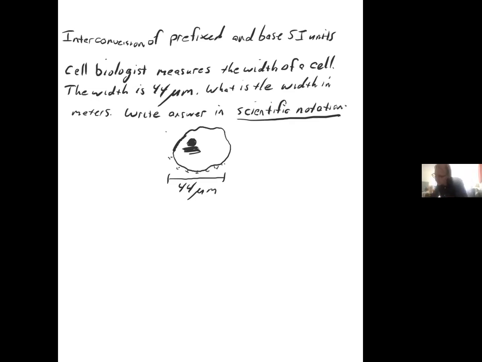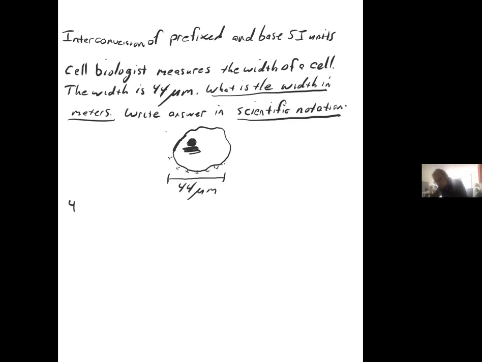What's the width in meters, right? So what is the width in meters means no micro. We don't want micrometers. We don't want nanometers. We don't want kilometers. We want it just in meters. So we're getting rid of the prefix. So here's how I'm going to do it.